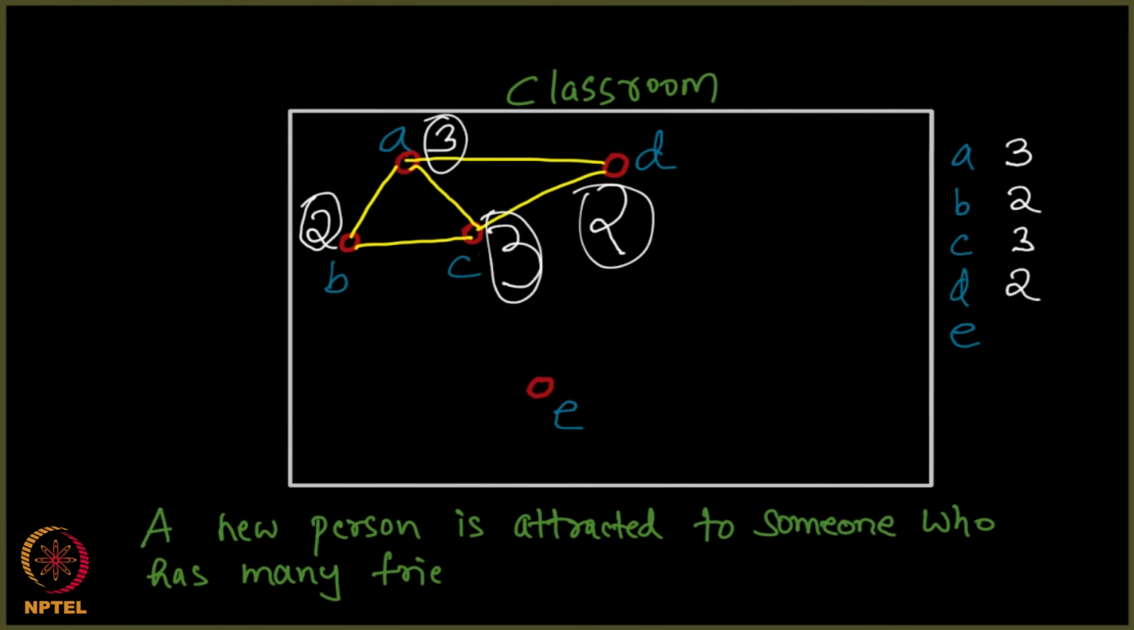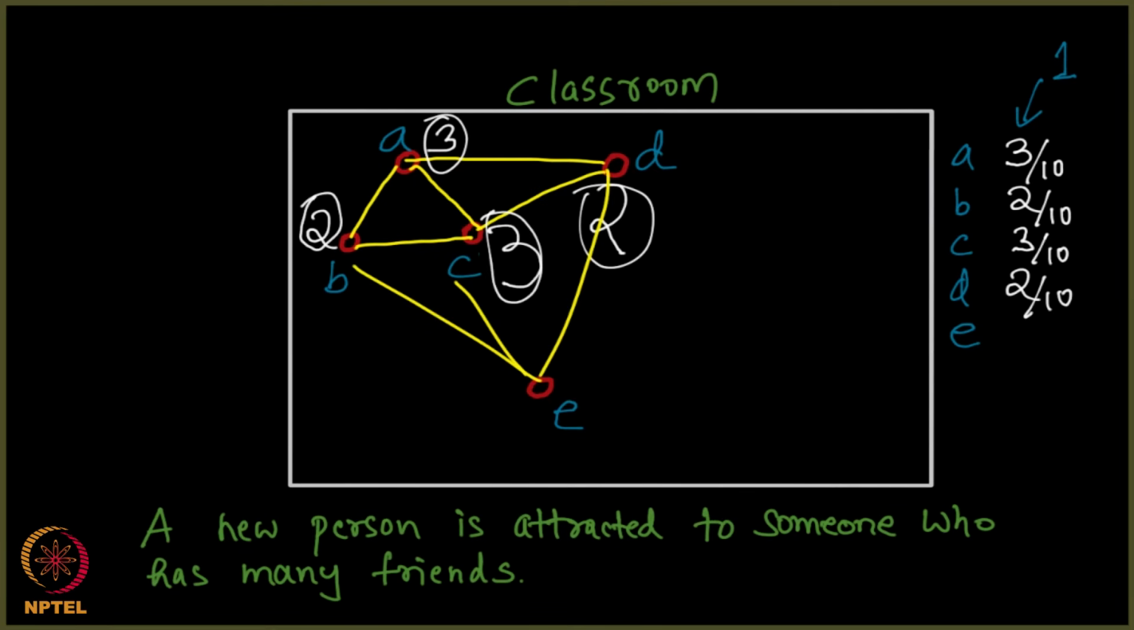So what do I mean by this? It doesn't mean that he is not attracted to people who have fewer friends. The point I'm trying to make is, it is self-explanatory as I do this small exercise. 3 plus 2 is 5, plus 3 is 8, plus 2 is 10. So now what I'll do is I will write 3 by 10 probability, 2 by 10 probability, 3 by 10 probability, 2 by 10 probability. You will see that the sum of all these is actually 1, and this will be the probability with which E will be attracted to A, B, C, or D.